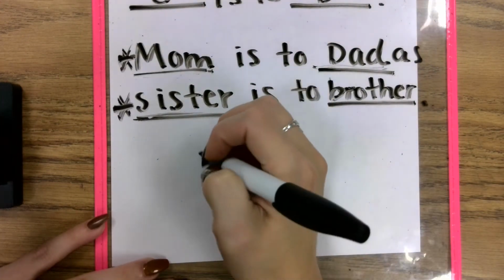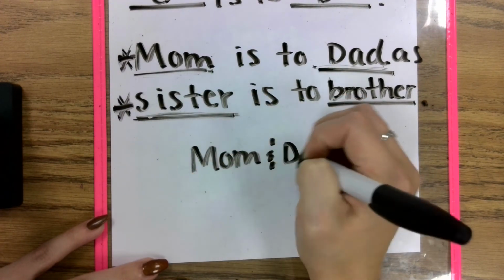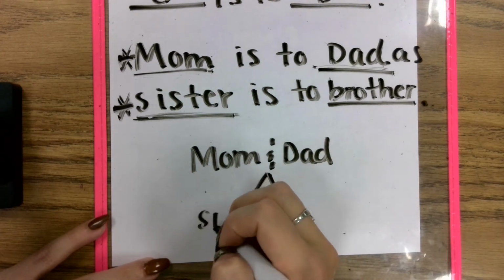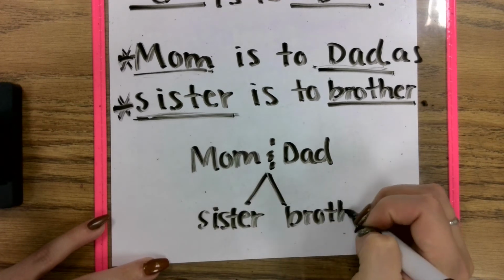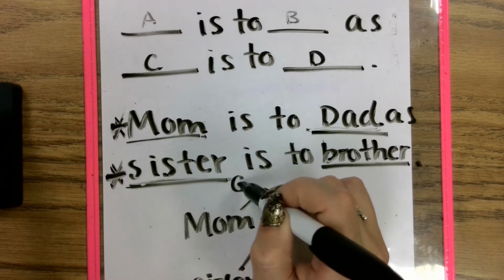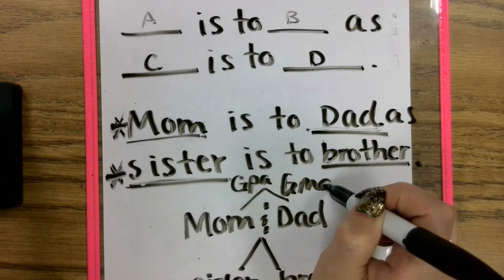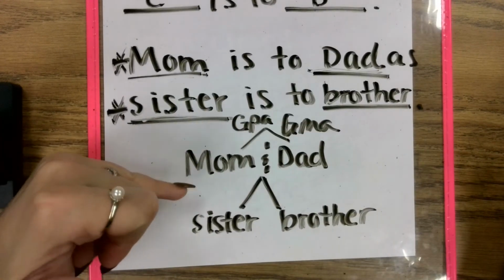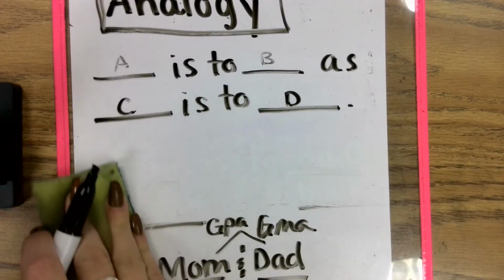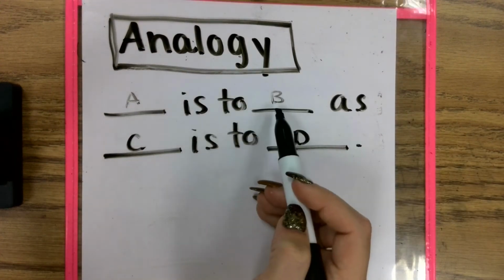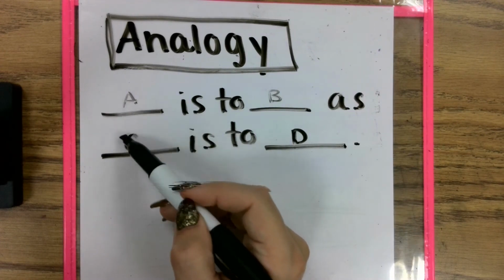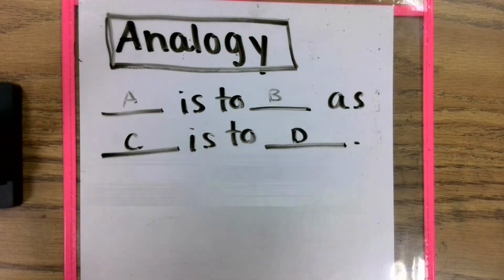So if we were just looking at a family tree, we have mom and dad, and then mom and dad have children, and the children could be a sister and a brother or a sister and a sister. But over top of mom and dad, we would have grandma and grandpa, or grandpa and grandma. So they're on that same level, but it's girl, boy, girl, boy. So that's how an analogy would work in this situation. So A and B have a relationship, and C and D have that same relationship, but A and C are also kind of related sometimes, and B and D could also be related.